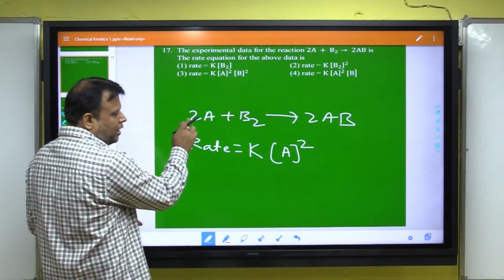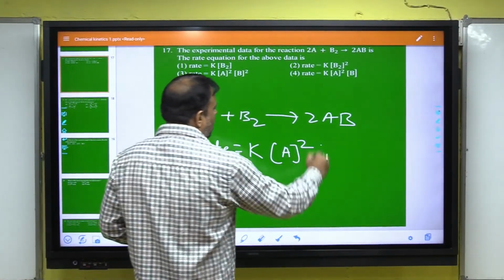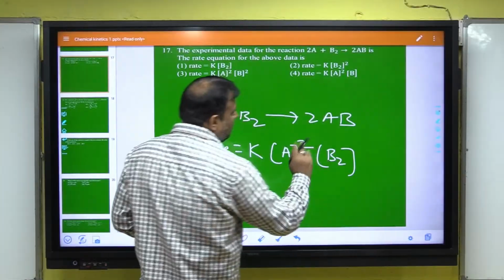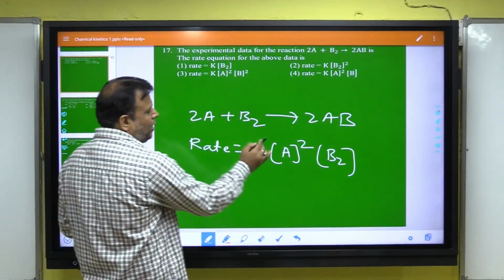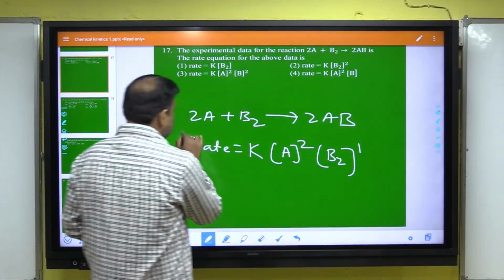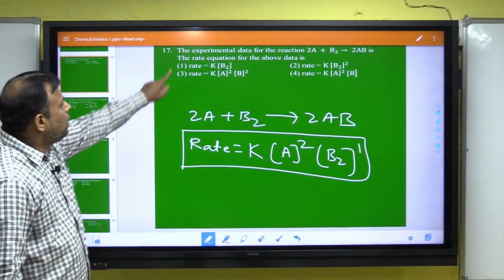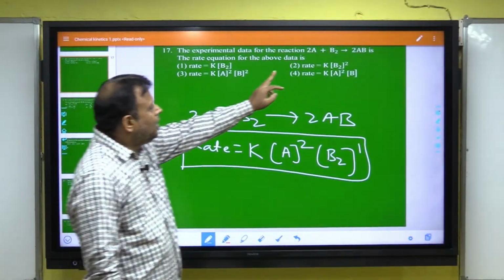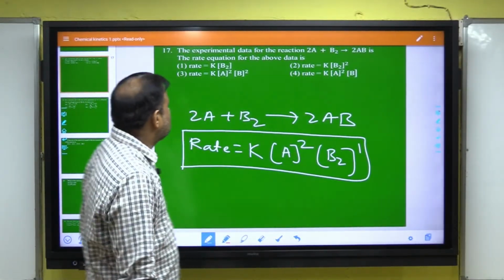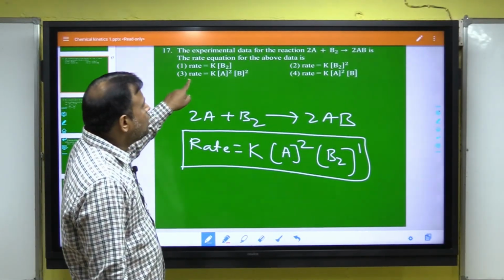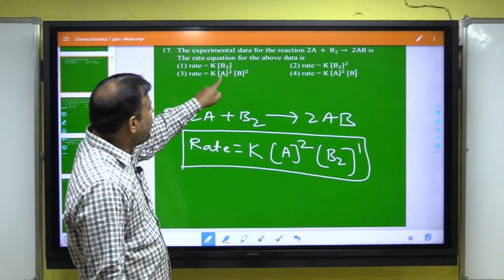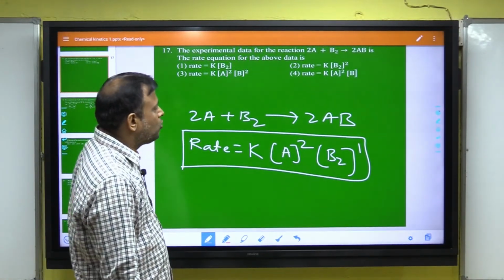क्लियर? चूंकि ये कोफिशिएंट के इक्वल होगा. और B2 नॉट B, B2 चूंकि रिएक्टेंट B2 है, B नहीं है, टू दी पावर 1. एंड इट इज एक्सपेरिमेंटल रेट लॉ. रेट इक्वल टू के B2 गलत, रेट इक्वल टू के B2 पावर 2 गलत. रेट इज इक्वल टू के A टू दी पावर 2 B टू दी पावर 2 गलत.